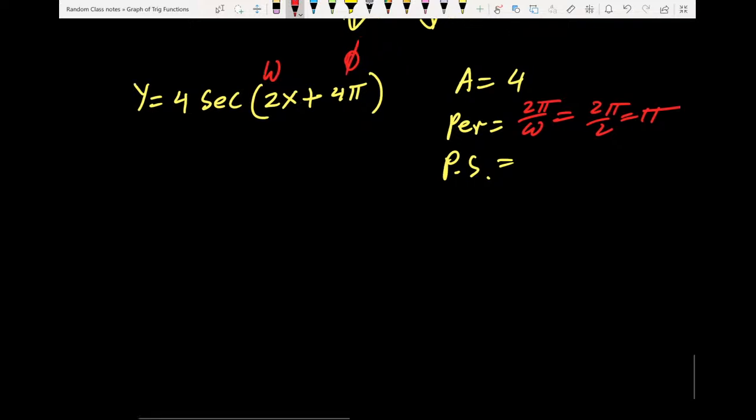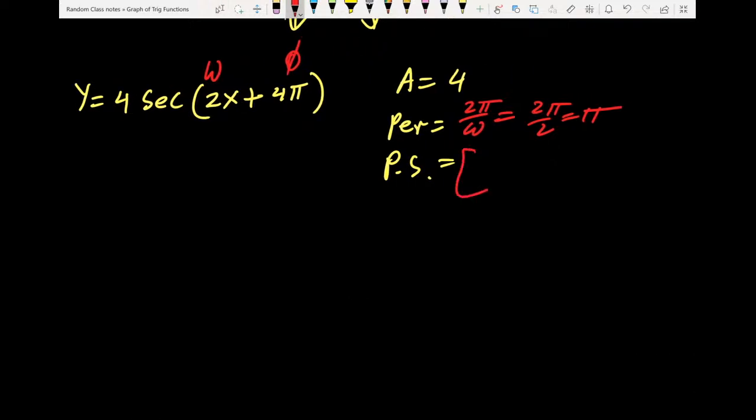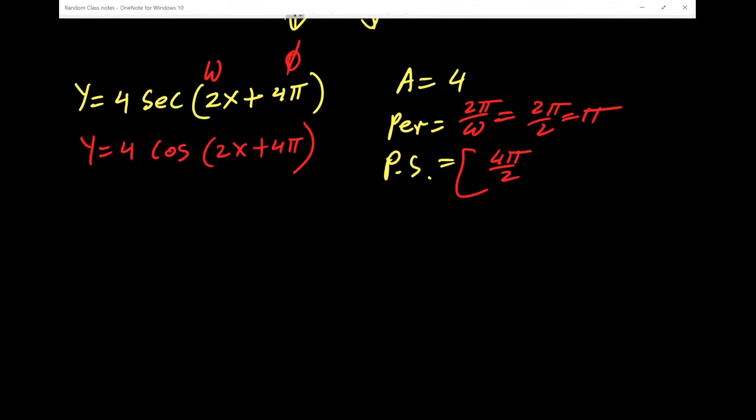What about the phase shift? This is the tricky one. What's the phase shift in this case? 4 pi over 2. Right, guys? Hannah, what is it? Is that correct or wrong? Hannah? Yes or no? You're emo. You're supposed to say no to everything. That's why I'm picking on you. No. It has to be negative.